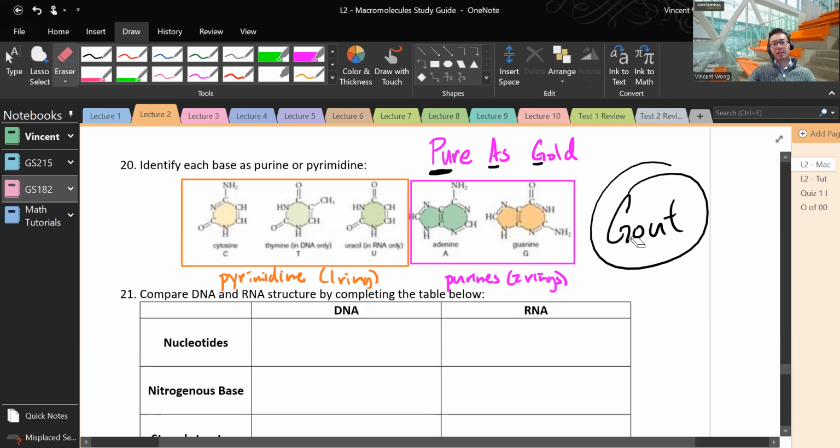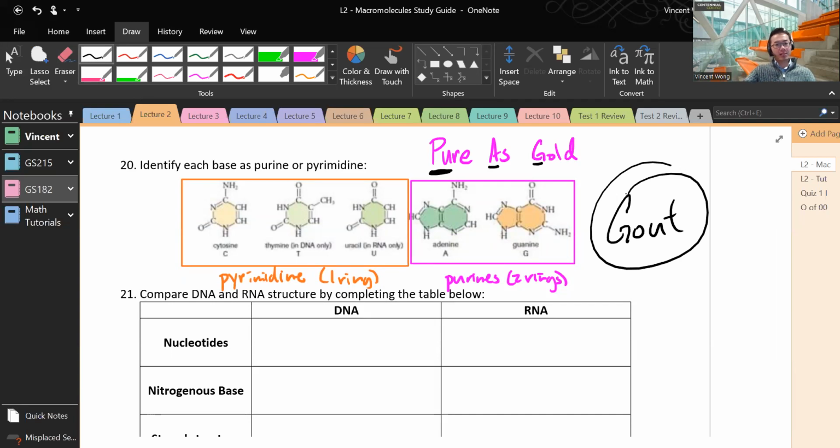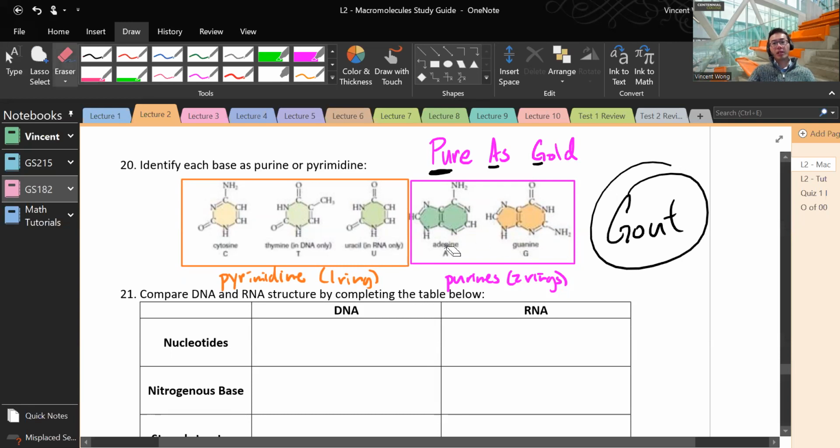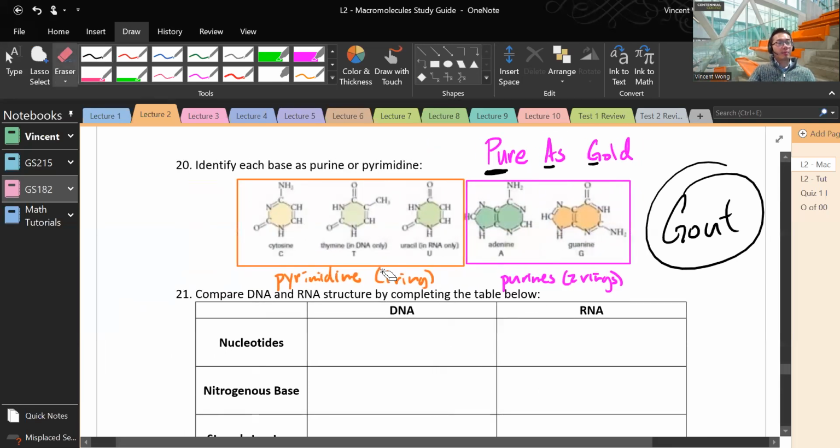But it's not just restricted to older people. I have a friend who had gout since he was in his late 20s, and he has to cut out all the foods that have very high purine content. In any case, these are the pyrimidines and these are the purines.